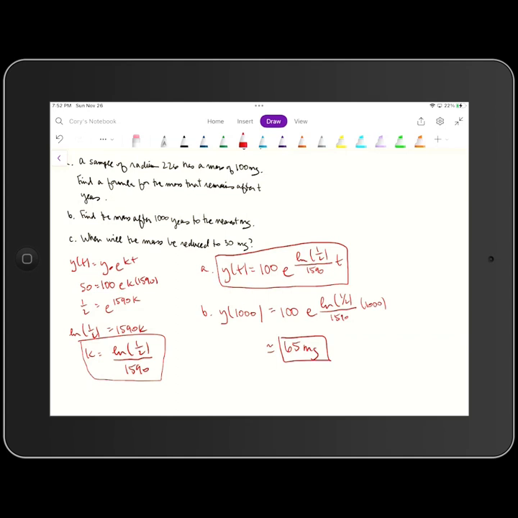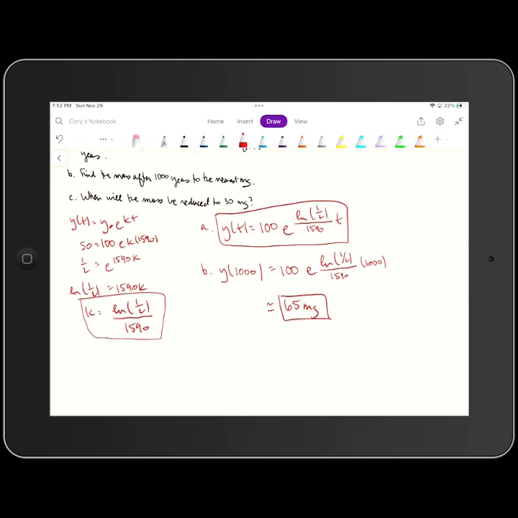Again, you're rounding that value, so you have to use the approximately equal to symbol for part B. Part C asks, when will the mass be reduced to 30 milligrams? So for part C, we're going to take our function here in part A. We want to solve for t when our amount is 30 milligrams. So we're going to plug 30 in for y of t, and then solve our equation for t. So that's equal to 100 times e raised to the power of the natural log of 1/2 divided by 1590 times t.